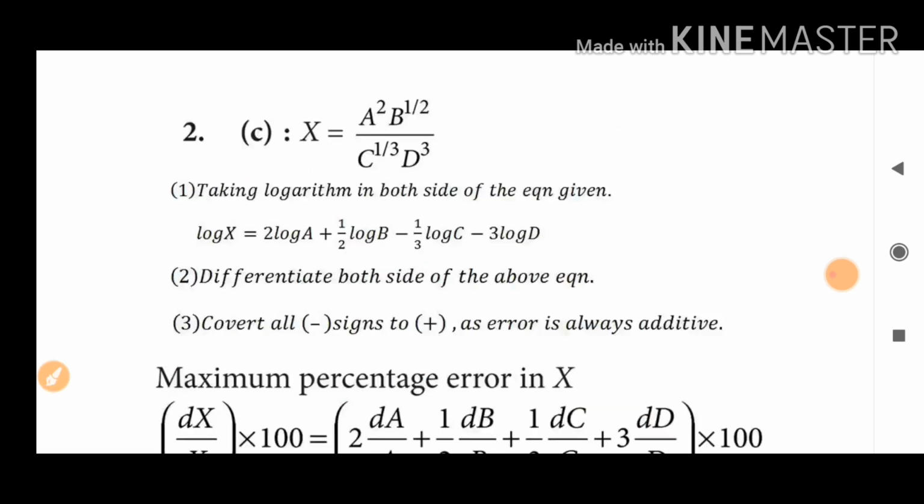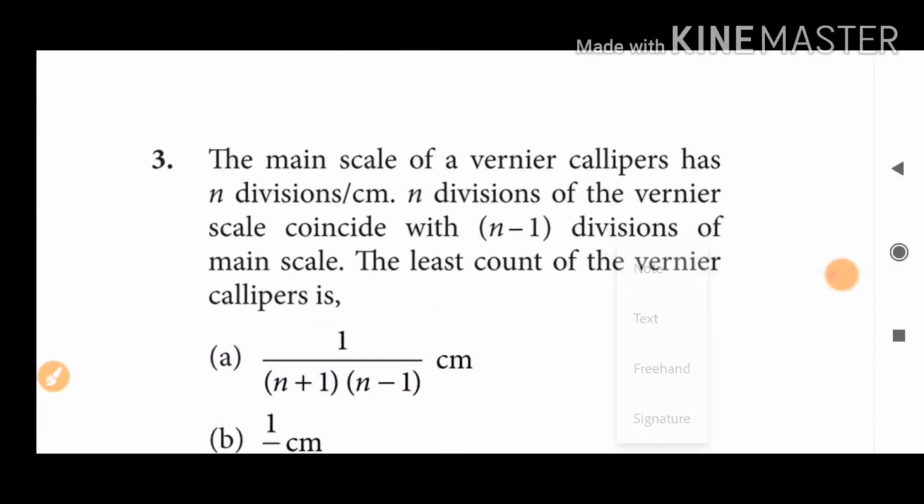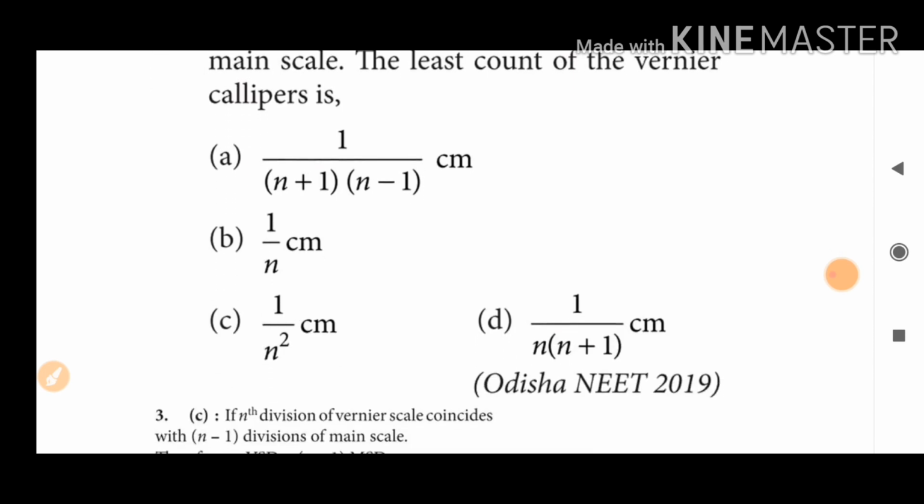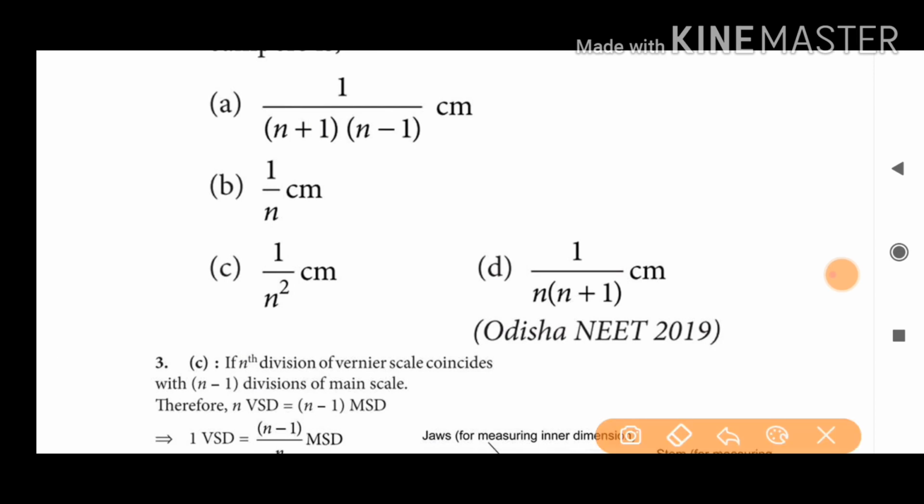Now the third question is: the main scale of vernier calipers has n divisions per centimeter. N divisions of the vernier scale coincide with n-1 divisions of main scale. What is the least count of the vernier calipers? This question is Odisha NEET 2019.